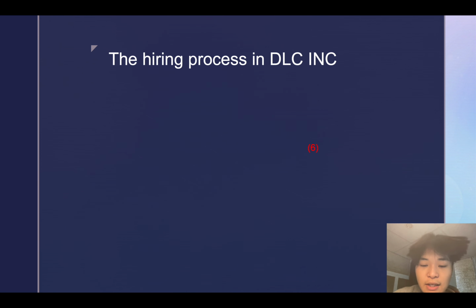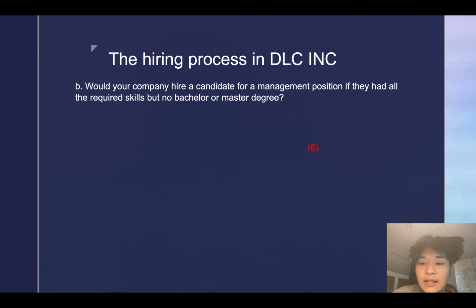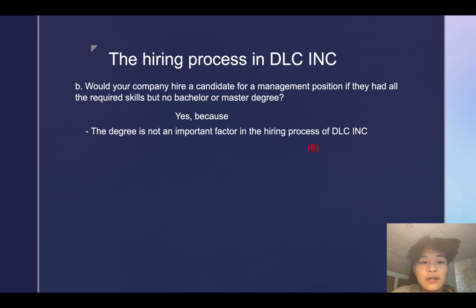The second question that I asked Mrs. Hong is, would your company hire a candidate for a management position if they had all the required skills but no bachelor or master degree? So her answer is yes, because as mentioned above, you can tell that the degree is not an important factor in the hiring process of DOS Incorporation, and it's just the starting point to one's career path and does not really represent a person's ability to produce solid performance at work.